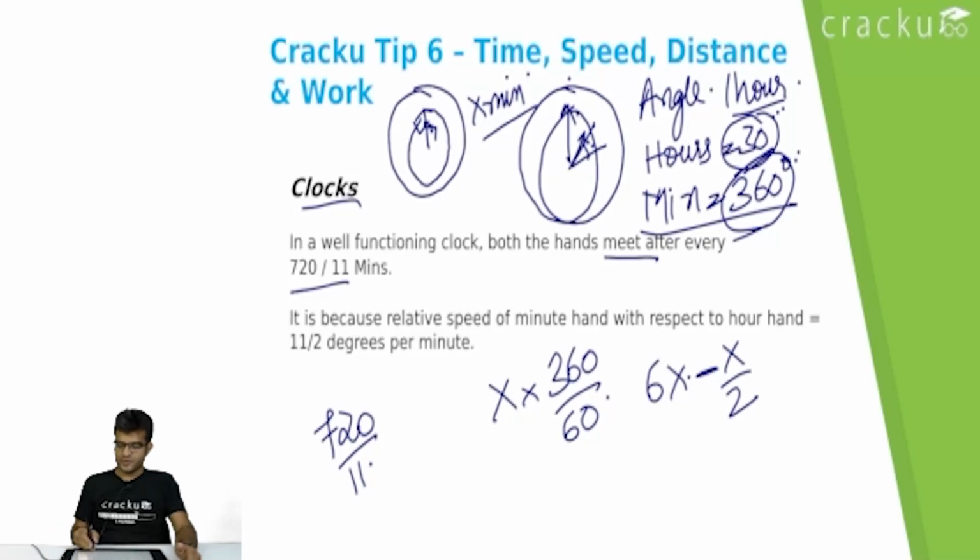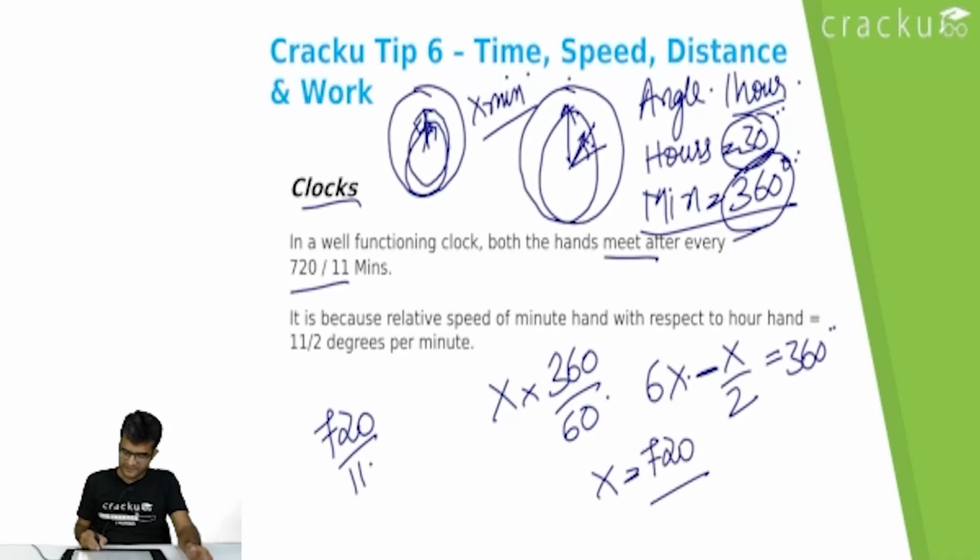6x minus x by 2 has to equal 360 degrees, because initially both of them were together. After the minute's hand travels 360 degrees more than that of the hour's hand, they again meet together. So this would imply that the value of x has to be 720 divided by 11.